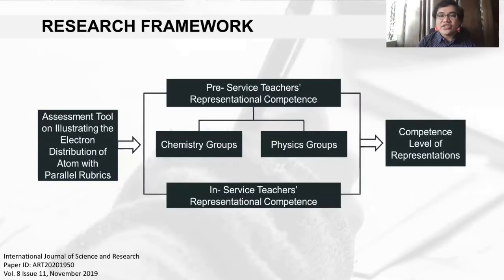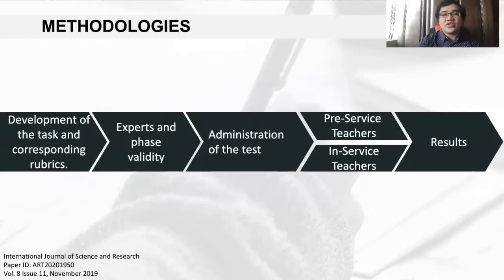So this is the research framework of our study. We developed the assessment tool, created the parallel rubrics, and then conducted it to 2 different groups, the pre-service teachers and in-service teachers. For pre-service teachers, we have 2 groups, chemistry and physics, since we're talking about physical science. And for in-service teachers, representational task competences, we paired this with the competence levels of representations.